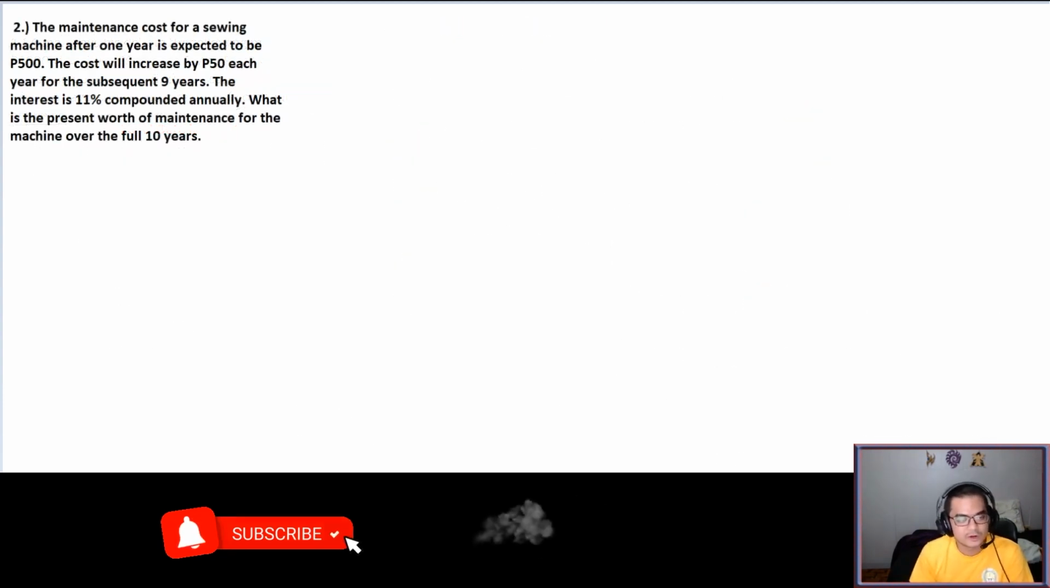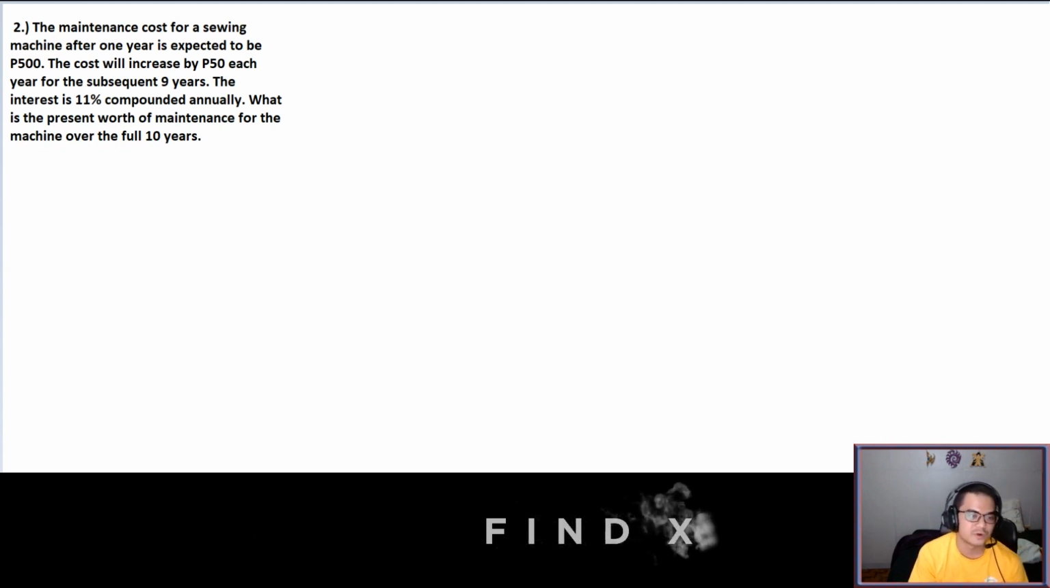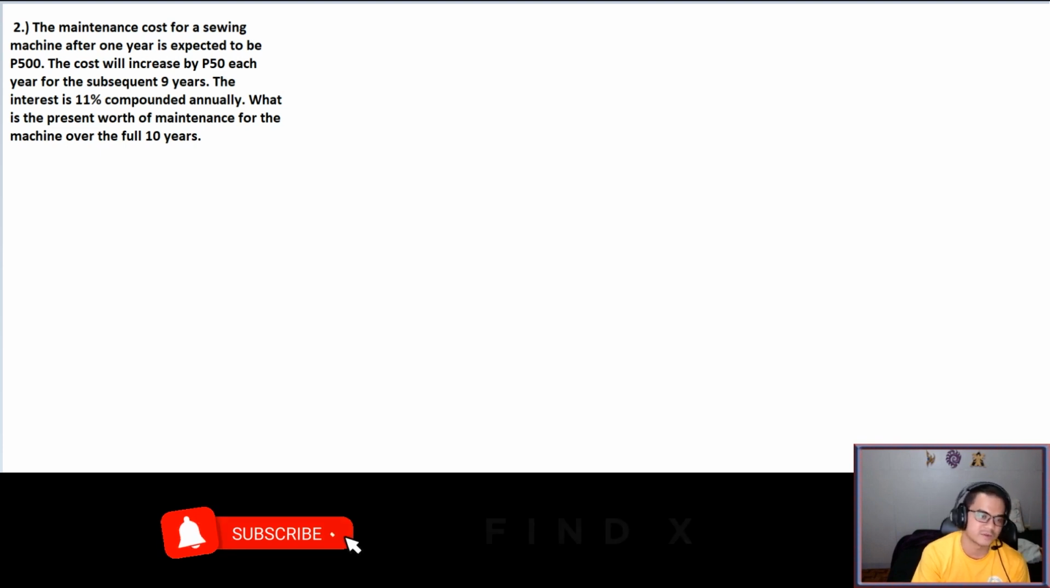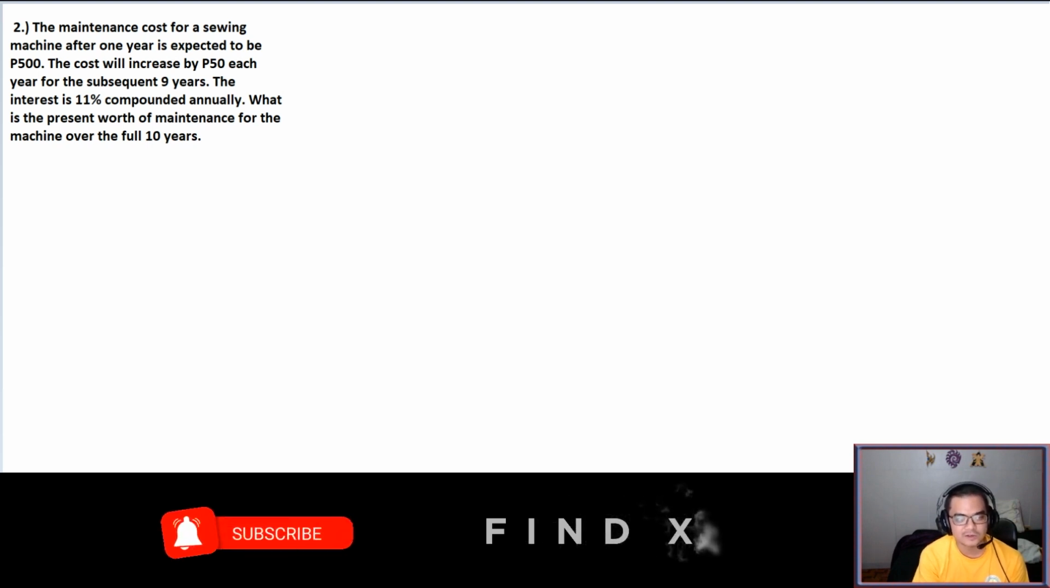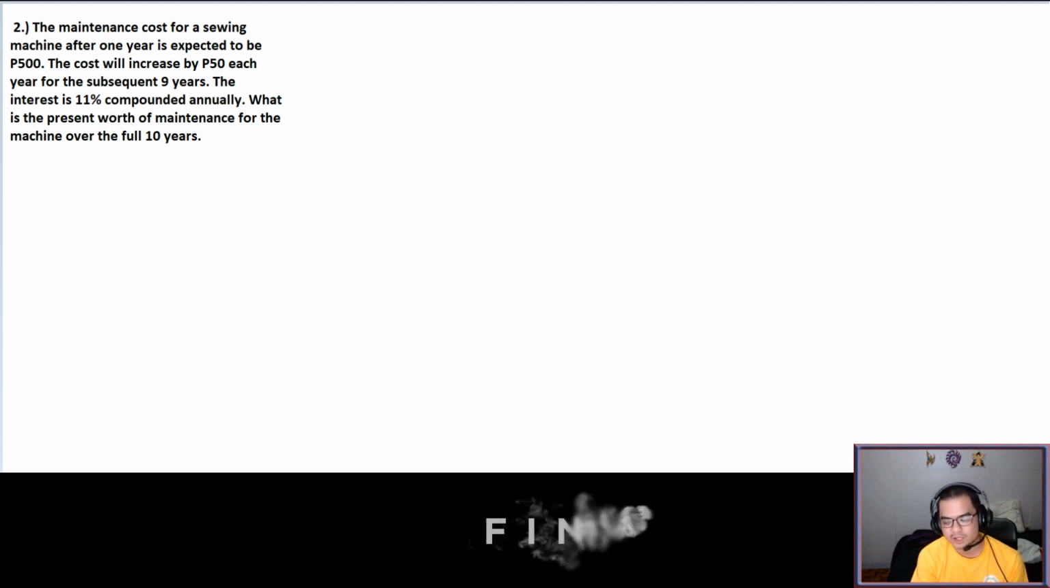Okay, so going for our next problem, which is the maintenance cost for a sewing machine after 1 year is expected to be 500 pesos. So the cost will increase by 50 each year for the subsequent 9 years. So the interest is 11% and compounded annually. So what is the present worth of maintenance for the machine over the full 10 years?